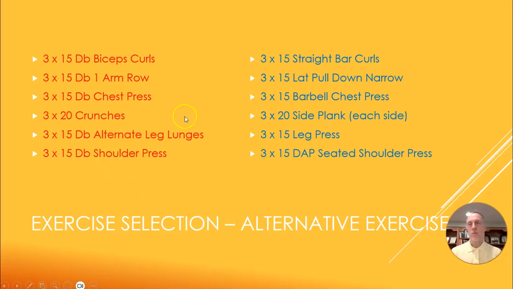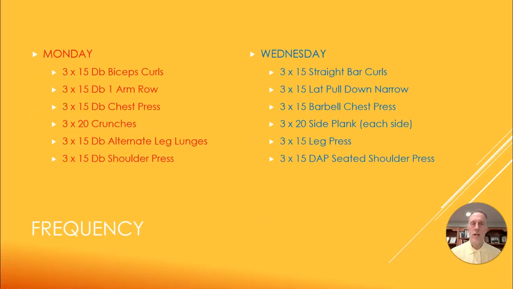If we do alternative exercises, say perhaps we do this on a Monday, we come back on Wednesday and do this, well, our alternative exercise would be straight bar curls. Instead of dumbbell one arm row, we do lat pull down narrow. Chest press, we do barbell chest press. Over here, crunches, we do side planks. Leg lunges, we go leg press. And then dumbbell shoulder press to a dual action pulley seated shoulder press. So you can see that there's a variation within the context of exercise selection when we're using alternative exercises.